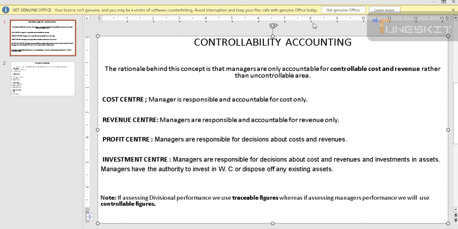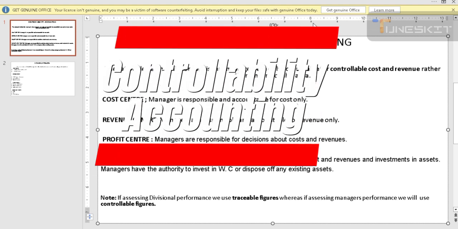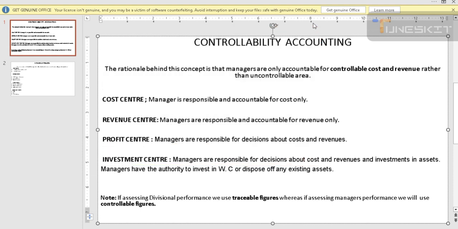Today I'm going to discuss controllability accounting. The rationale behind this concept is that managers are only accountable for those costs and revenue centers which they are responsible for, rather than uncontrollable areas of their responsibility.